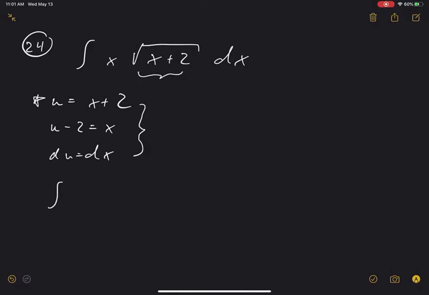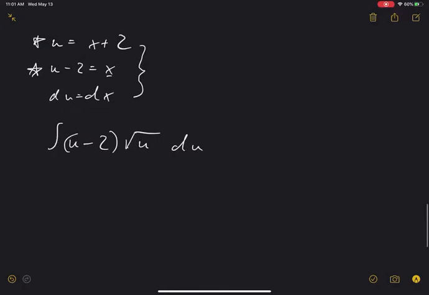So I got my integral sign. From this line, I know that x is going to be equal to u minus 2, so let's just replace x with u minus 2 here. And then I have square root of u du. Has this helped me? Yeah, because I can just distribute this square root of u. So u times square root of u, that's u to the 3/2. Then I got minus 2 u to the 1/2 du.